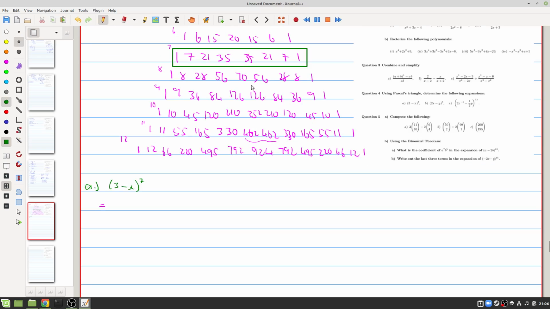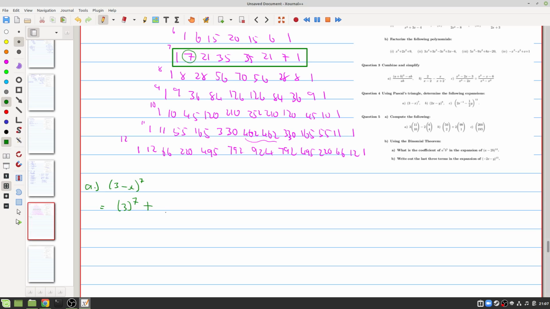So we're going to use this 7th row. These are the coefficients that we're going to use. We start with 1, and again, we don't need to write the 1, I'm just writing it down for the sake of it here. So 1, then our first term to the power 7, and our second term, negative x to the power 0. I'm not actually going to write this because anything to the power 0 is just 1, but we know there's actually a 0 there.